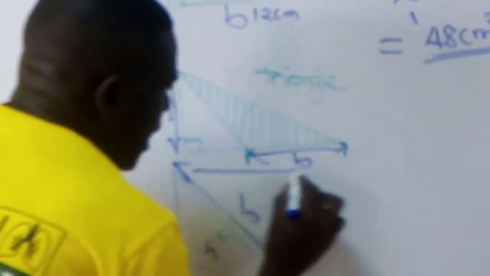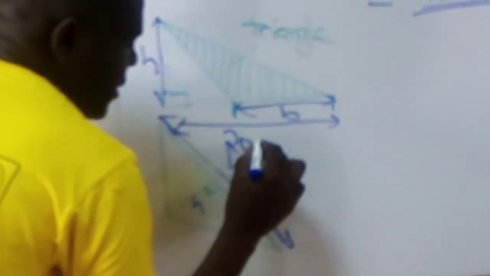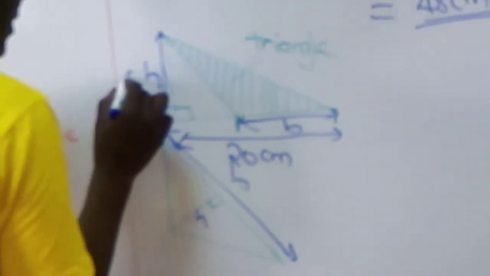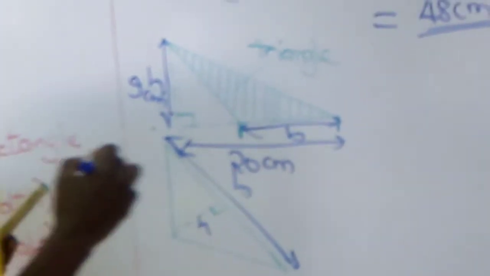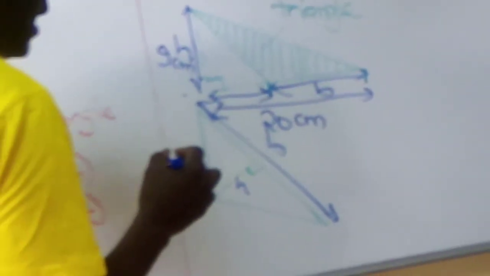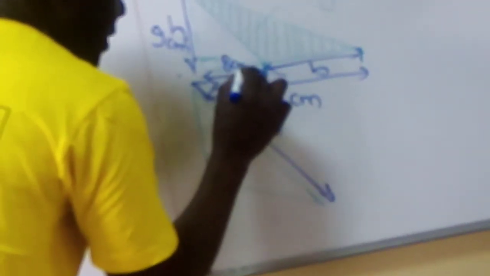So if you have to find the area of this, for example, from here to there, for example, it's 20 centimeters. And the height, for example, is 9 centimeters. Then, from here up to here, let's say, for example, it is 8 centimeters from here to there, right? And you are asked, find its area.